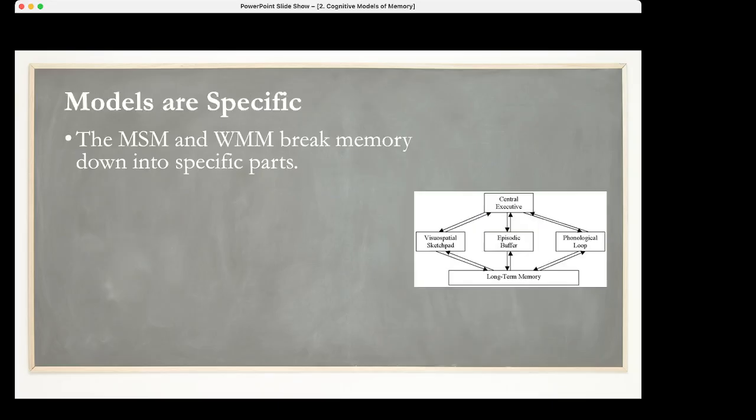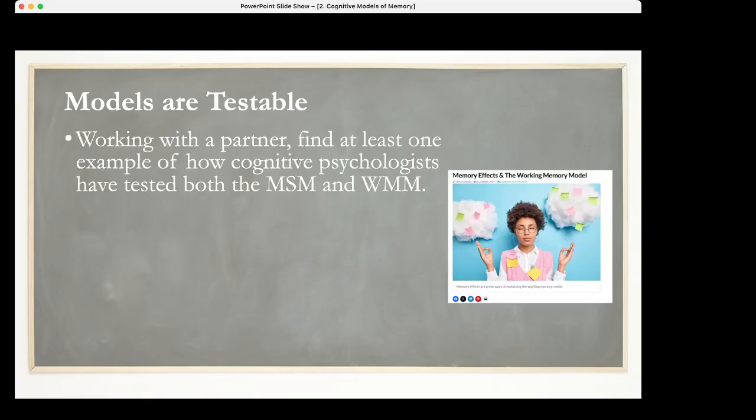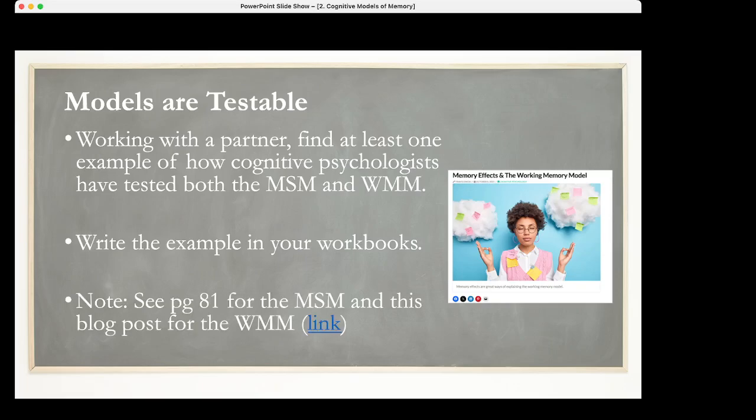The first one, the teacher's really explaining. This is me. I'm going to explain. And then here, I'm going to give you the first part, they're testable. Can you work with a partner? We'll kind of do this together. How have they tested the multi-store and working memory model? I realized in planning this, we've got a study for the multi-store, how they tested it, but not for working memory. So there's the blog post there that might help.